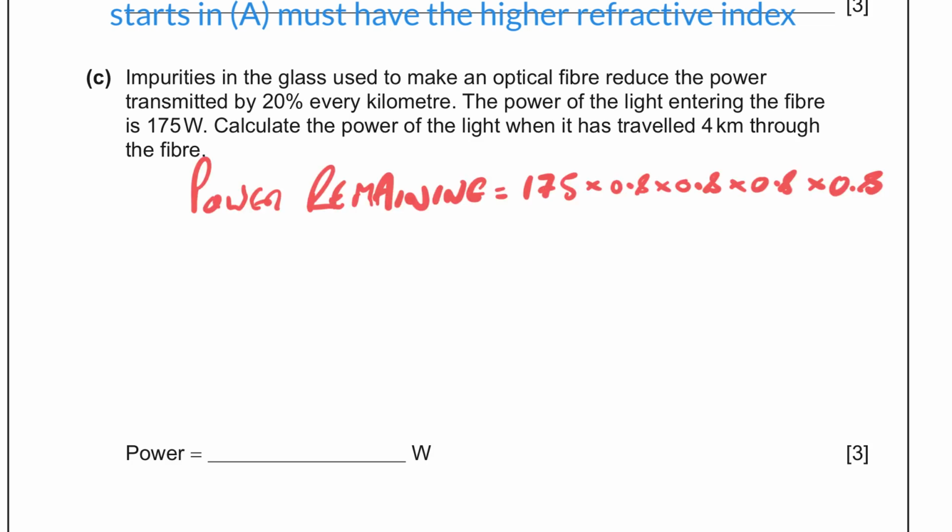So with 80% remaining after the first kilometre, and then 80% of that after the second kilometre, and then 80% of that after the third kilometre, and 80% of that after the fourth kilometre, this should give us how much is left after 4 kilometres. And I get 71.68, which to 3 significant figures, because they start with 175, which is 3 significant figures, should be 71.7.